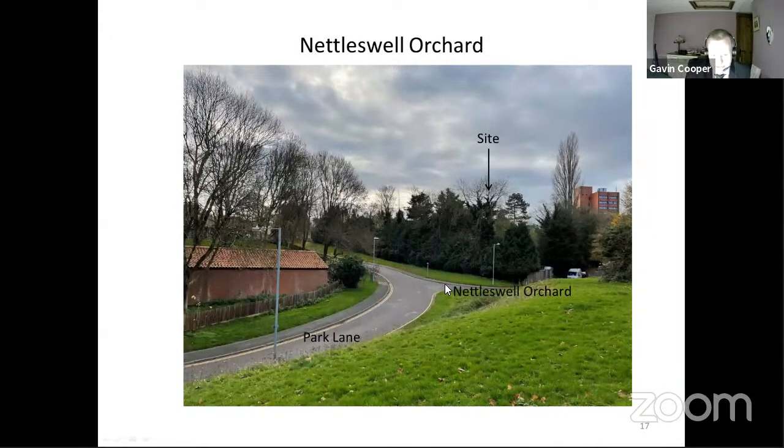This shows the junction of Nesswell Orchard to Park Lane and shows the site. The terrace units will be essentially behind here, and you see the tower at Nesswell Court. So essentially the development will be in here. And as I said, there will be quite a considerable amount of tree loss, but lots of trees will be retained as part of the proposal.